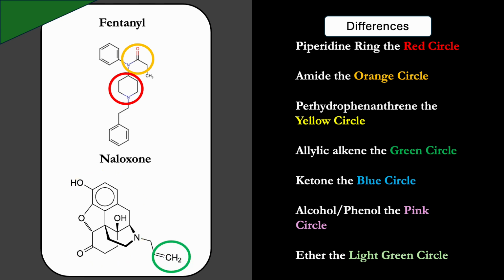Another key difference is that Naloxone has the alkene, and it also has a ketone, which is different from the fentanyl amide group. Another key difference is that Naloxone has OHs, a phenol and an alcohol. The last key difference is that fentanyl does not have an ether, while Naloxone does.